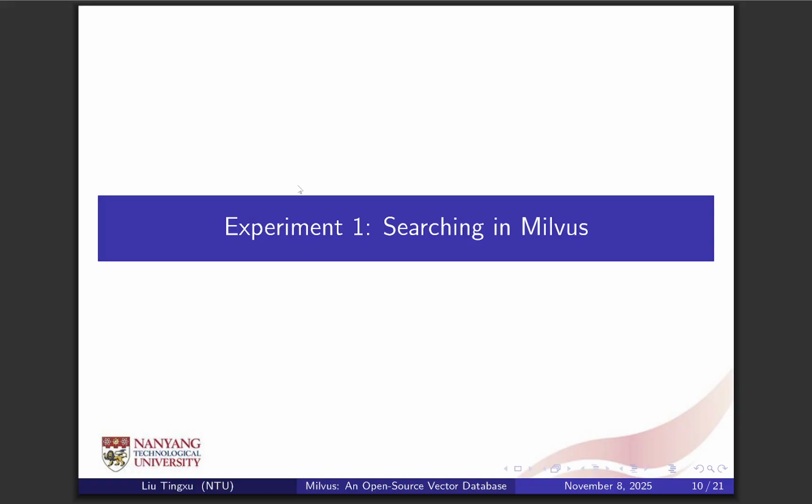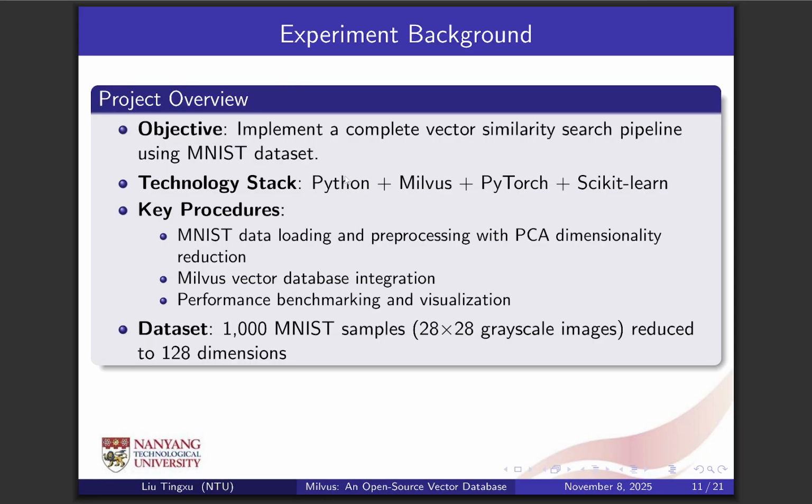Next, let's see an experiment searching in Milvus. Here is our experiment background. We aim to implement a complete vector similarity search pipeline using the MNIST dataset. It's a famous dataset of handwritten numbers. And here are some key procedures: MNIST data loading and pre-processing with PCA dimensionality reduction, Milvus vector database integration, and performance benchmarking and visualization.